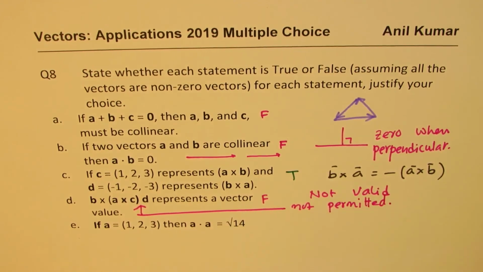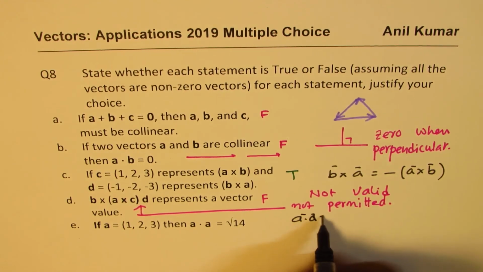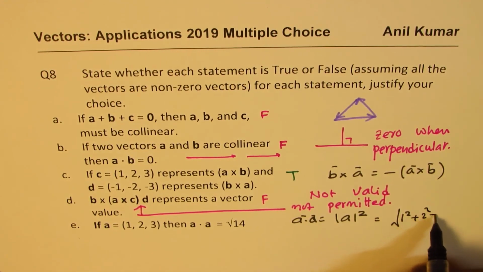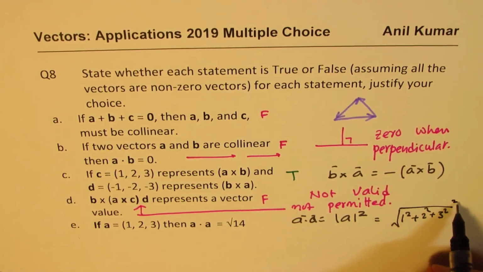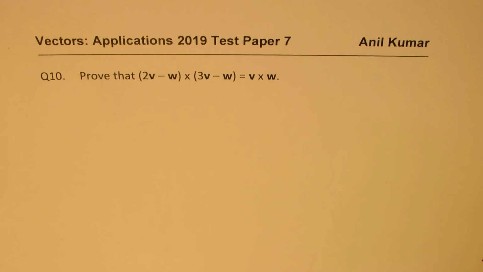Clear? The last question here is, if A is this, then A dot A is how much? A dot A is the magnitude of A squared. This is a square root, right? That doesn't work. So basically A dot A will be equal to 1 square plus 2 square plus 3 square, which is 14. So this one is also false. Clear? A dot A is not square root 14, but it is 14.